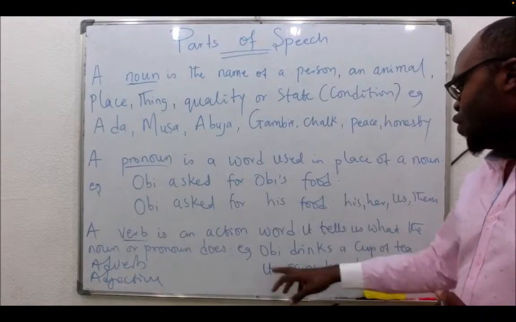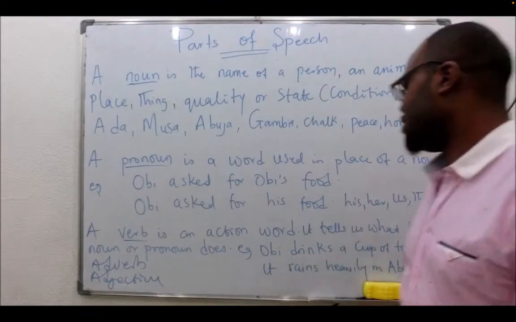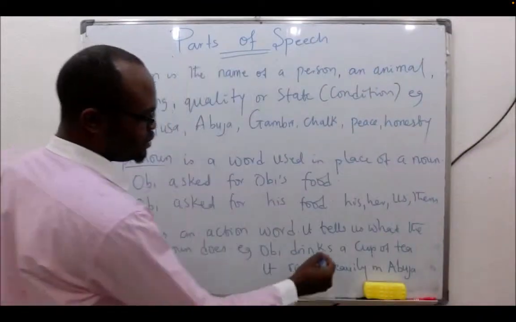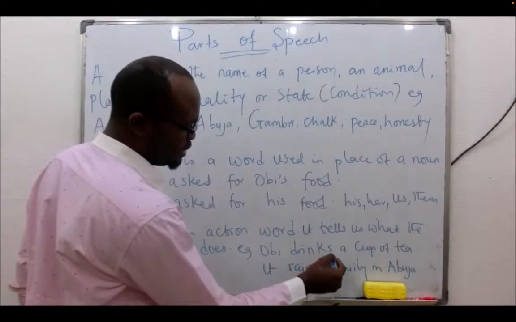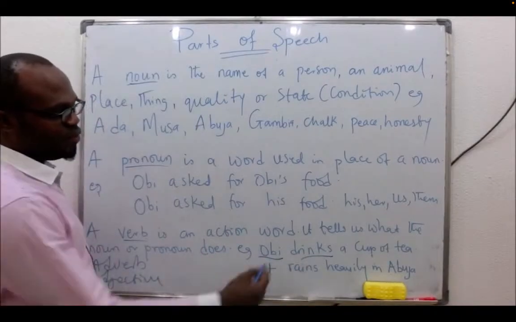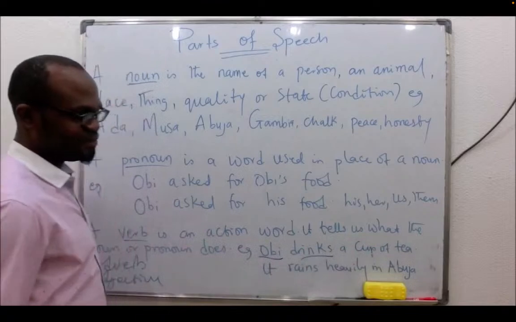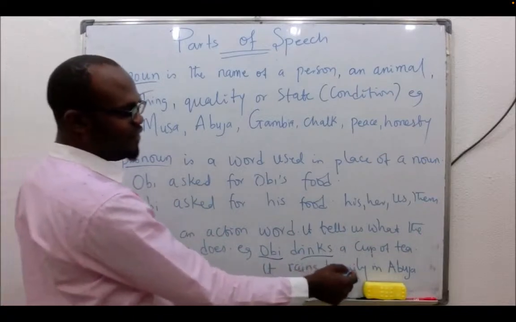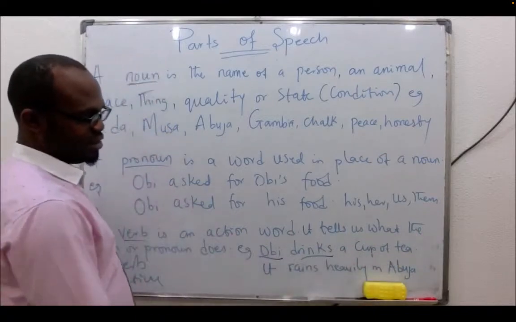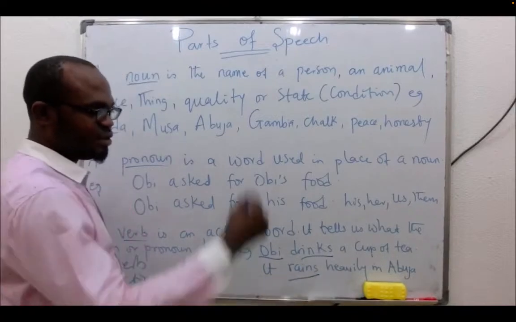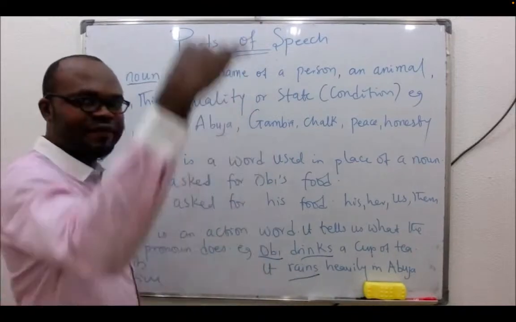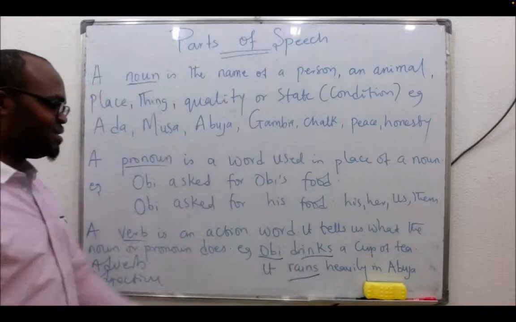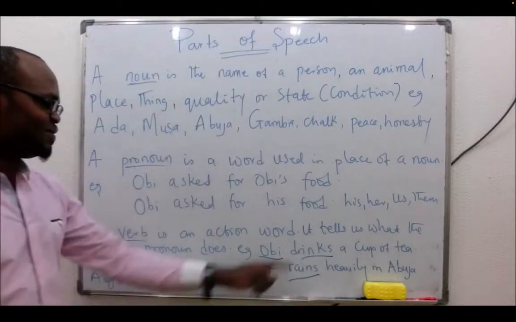So we'll say now, Obi drinks a cup of tea. So what is the verb here? Drinks. What is the noun? Obi. Obi drinks a cup of tea. It rains heavily in Abuja. Rains, that's the action. Rain, falling down. Rain is the action. So these two are verbs.